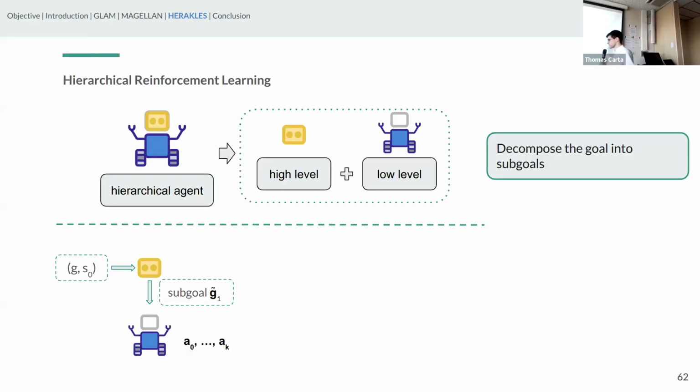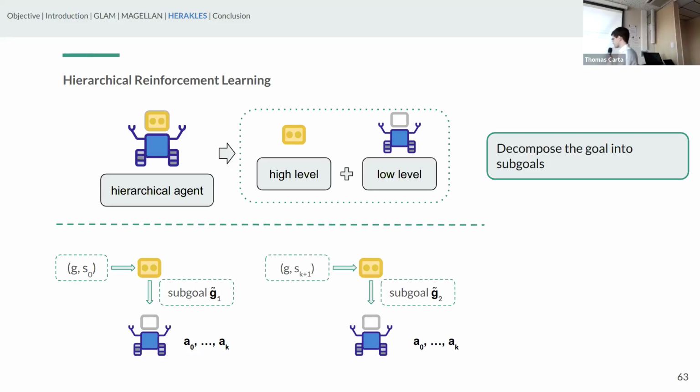Usually, when we want to learn efficiently, we place ourselves in a hierarchical reinforcement learning framework, where the agent is decomposed into a high-level policy and a low-level policy. The high-level policy breaks down the goal into more manageable sub-goals that are passed to the low level. The low level will execute the sub-goal, and after that, the high-level policy will generate a new sub-goal, and the low level will try to reach this new sub-goal, and so on, until the hierarchical agent has reached the goal.